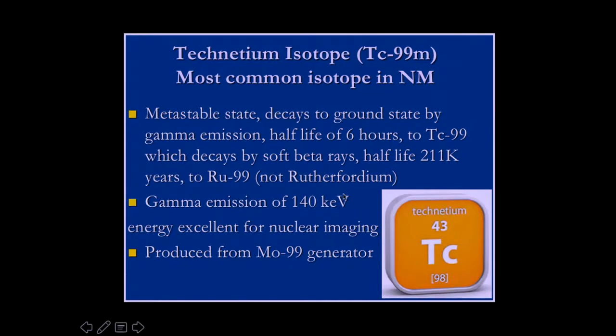And it decays by these 140 keVs, which just happen to interact with the crystals of our cameras, which are made of sodium iodide. If it weren't for iodine, I don't know what I would do. And it's produced from a molybdenum-99 generator, which decays to what's called a daughter in a short time as well.